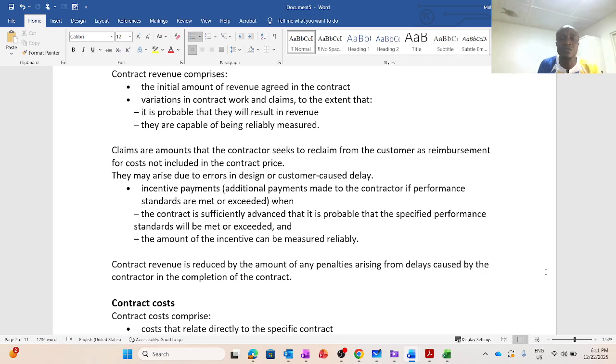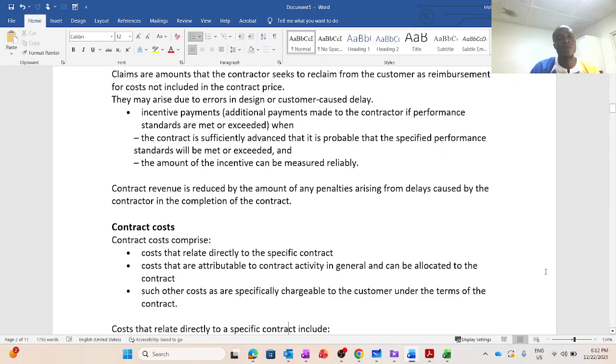Contract revenue is reduced by the amount of any penalty arising from delay caused by the contractor in the completion of the contract. For example, due to one reason or another, the contractor was not able to meet the stipulated deadline. Then automatically, if there is any penalty, it will be deducted from the contract revenue. It will go as a deduction.